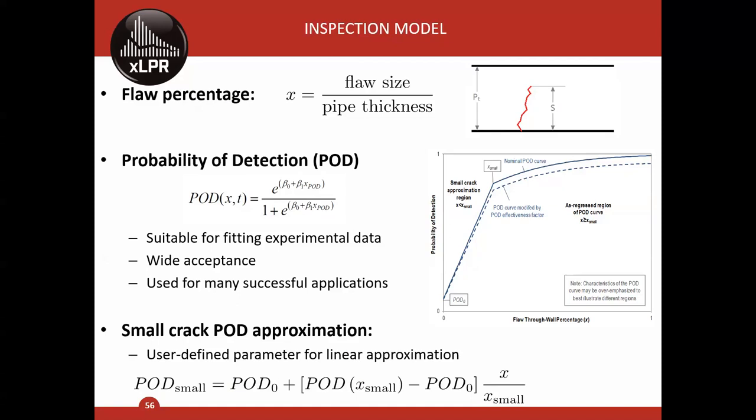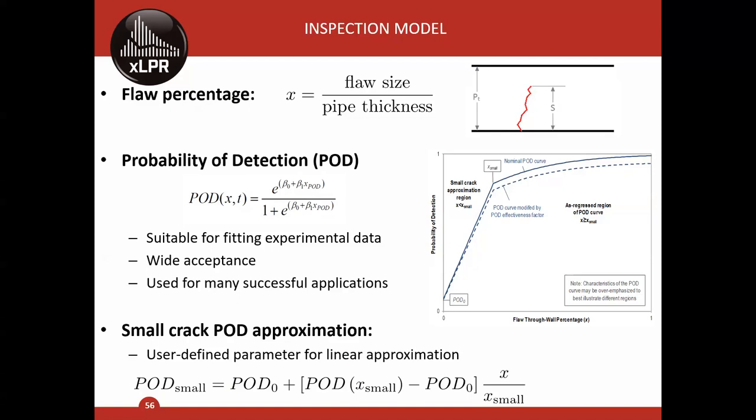Because the ASME code requirements do not require flaws less than 10% through-wall for vendor qualification, the current PDI data do not quantify POD performance for small flaws. So xLPR includes options for treatment of POD for small flaws, which can either be modeled by linear interpolating a POD between a lower bound POD and a small flaw depth threshold, such as 10% through-wall, or setting the POD in that depth range to zero. The figure on the right shows the linearly interpolated option.